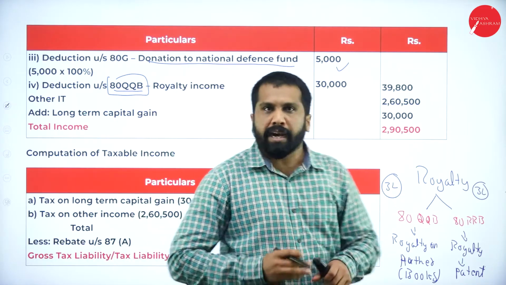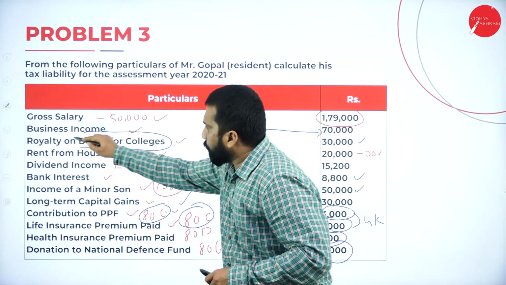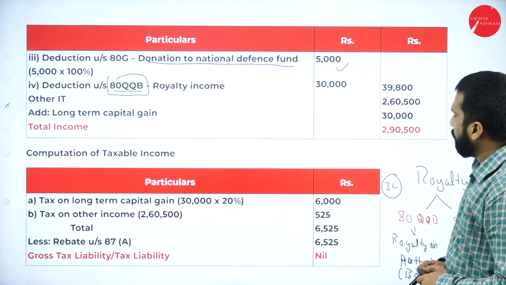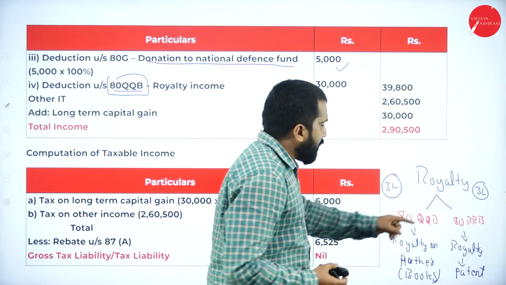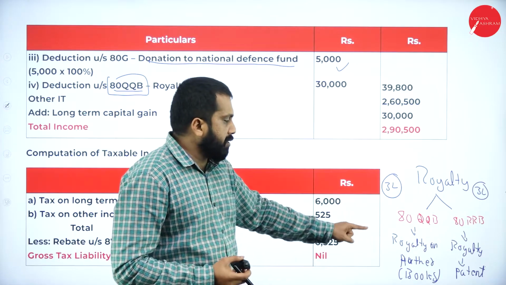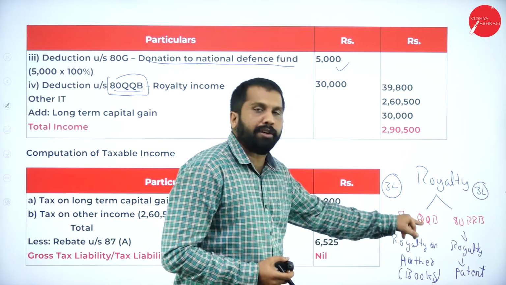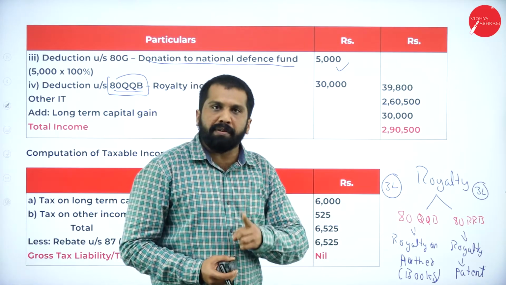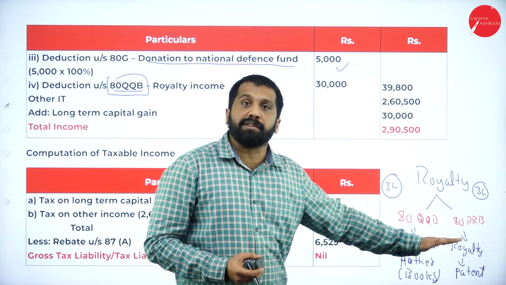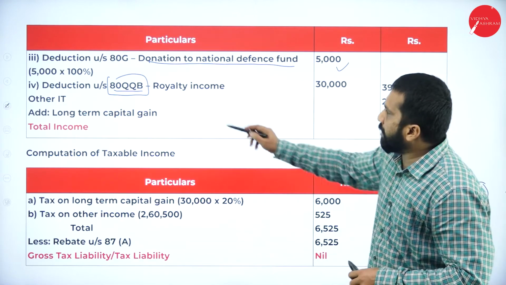In this problem, I'll go back to your question. In this, royalty on books for college. Now you tell me, should I go for 80RRB or 80QQB? RRB is on what? Patent. QQB is on what? Books. Books belongs to what? College. So should I go for 80QQB? Hope you are clear. 80QQB is on books, 80RRB is on royalty on patent. Clear? Yes. So we'll go for 80QQB.